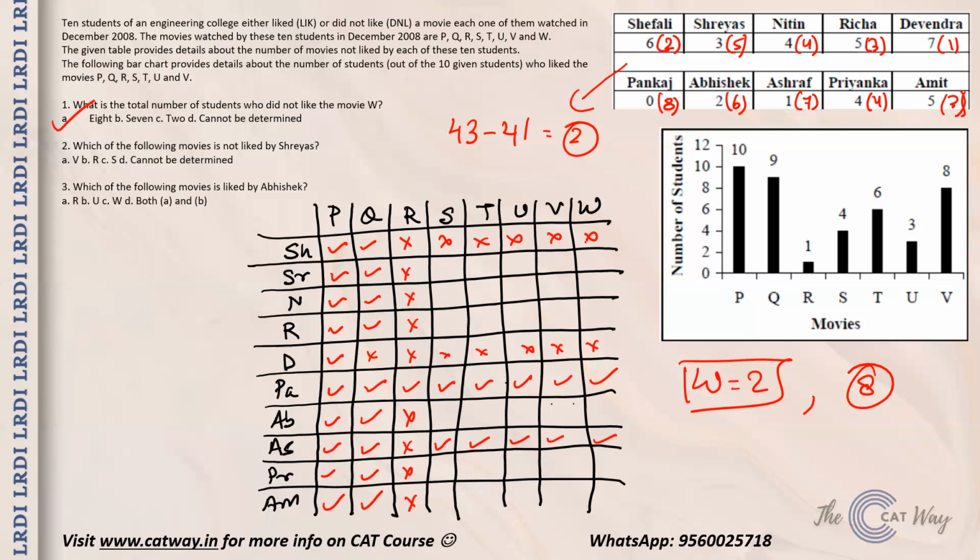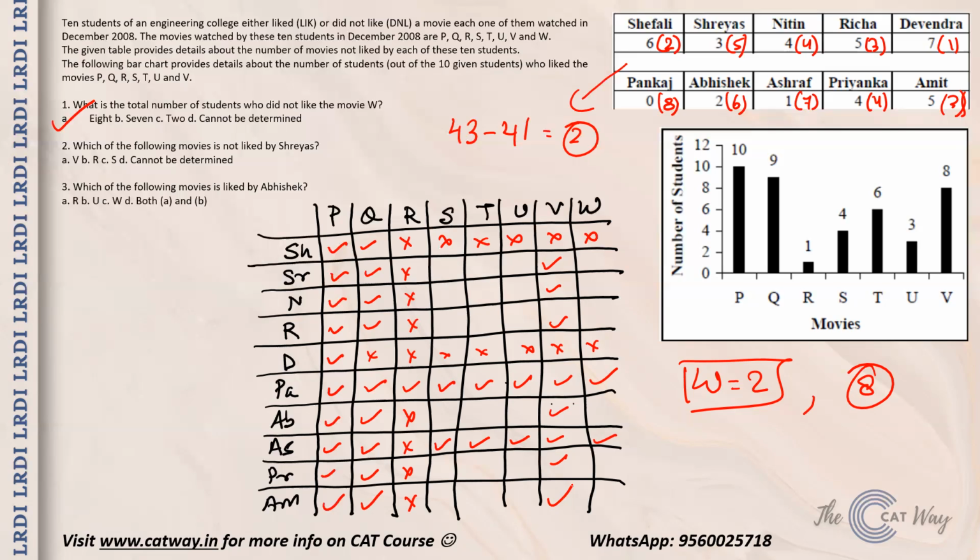Talk about V. If you see, V is liked by 8 people, and we know the 2 people who did not like V. That means V is liked by every other person. This is what we have. Let's move ahead.